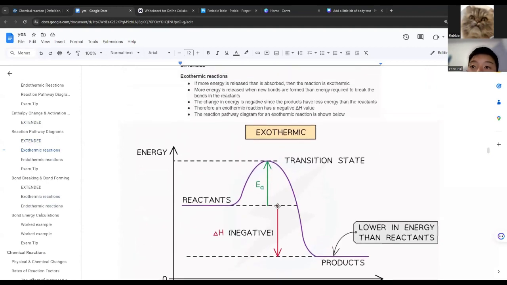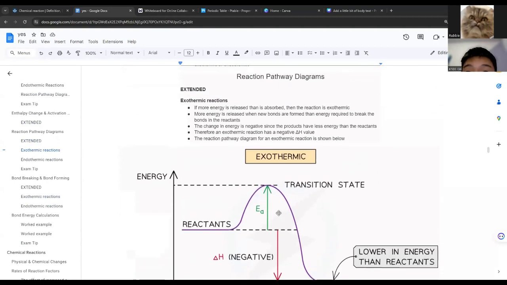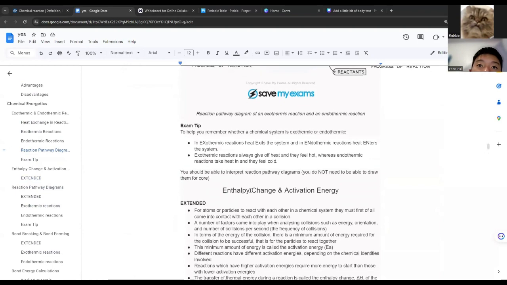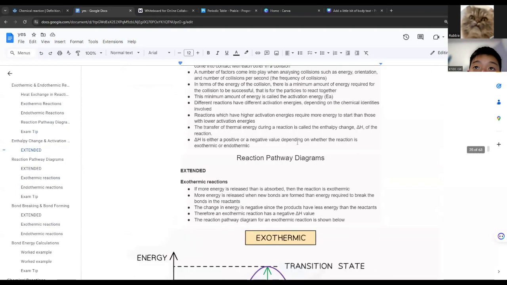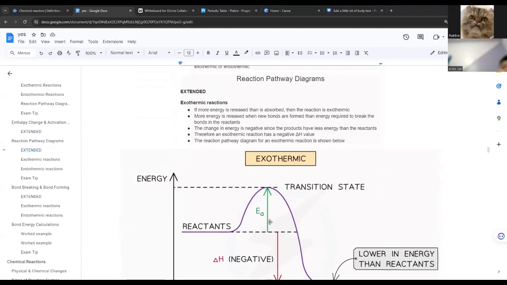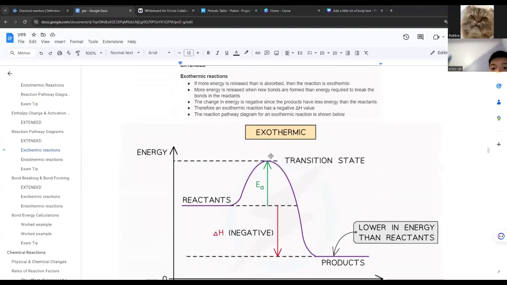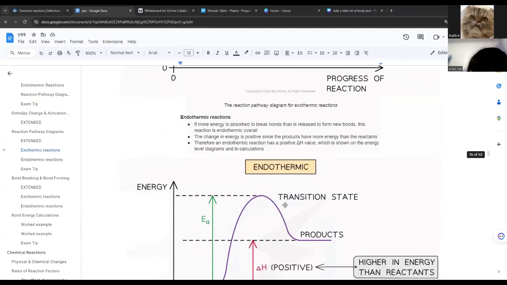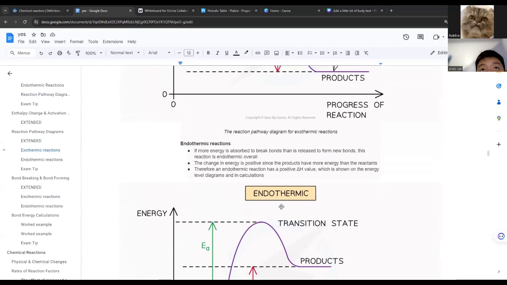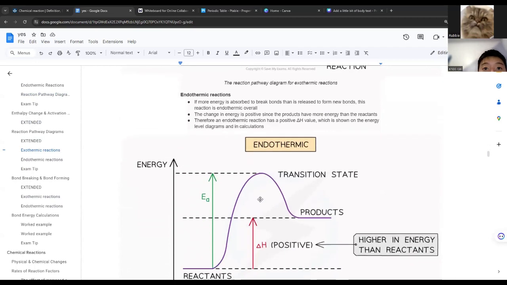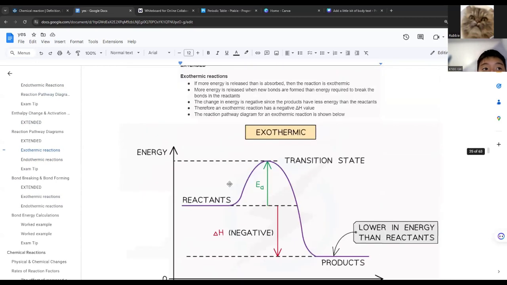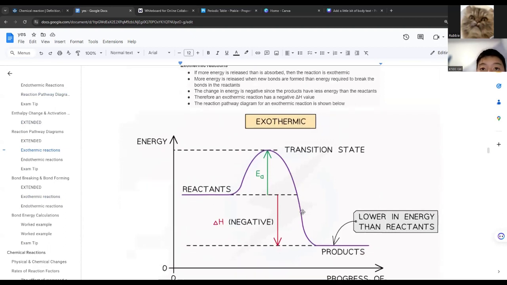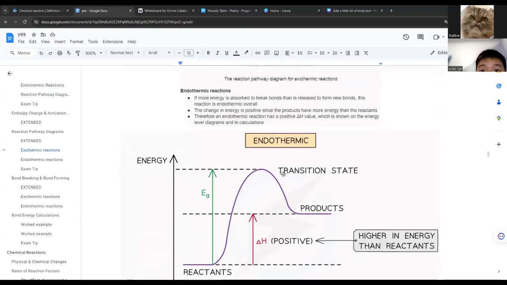The difference in energy is this one, the red arrow, the delta H. Activation energy is how much energy it requires to break or make new bonds, which is this one, the green arrow. Exothermic reactions: more energy in the reactants. Go down here, endothermic.